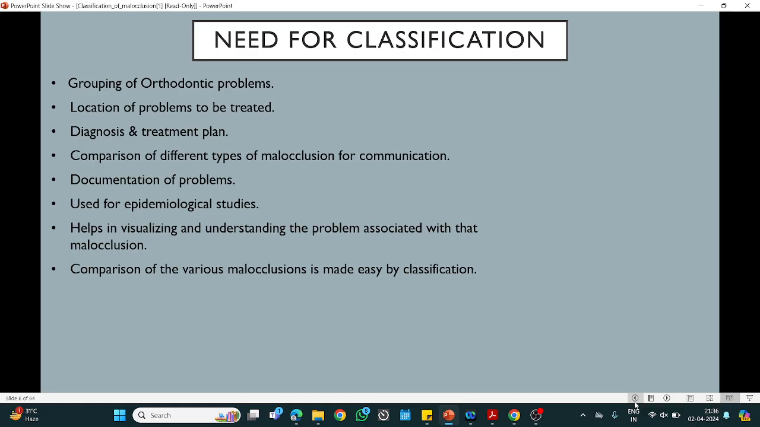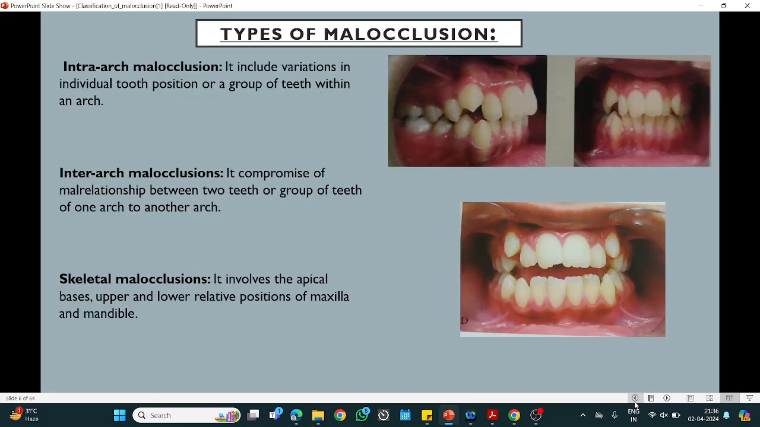So, what is the need for classification? Classification can help us to identify grouping of orthodontic problems, location of problems to be treated, diagnosis and treatment planning, comparison of different types of malocclusion for communications, and documentation of problems used for epidemiological study. It helps us in visualizing and understanding the problems associated with malocclusion, and comparison of various malocclusions is made easy by classifying them.